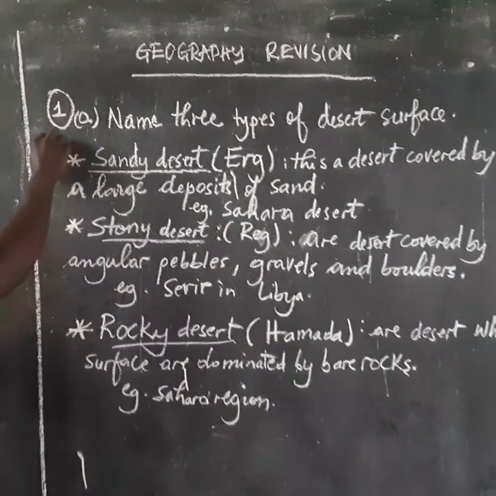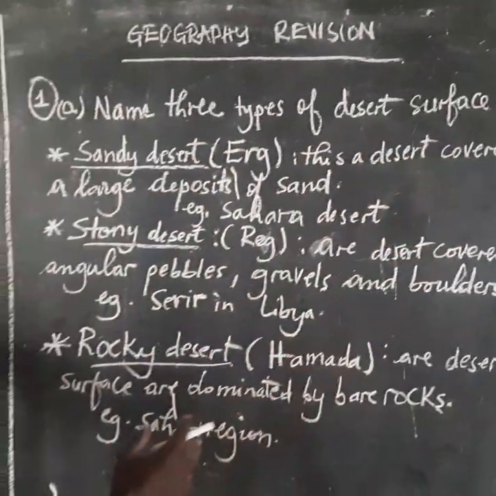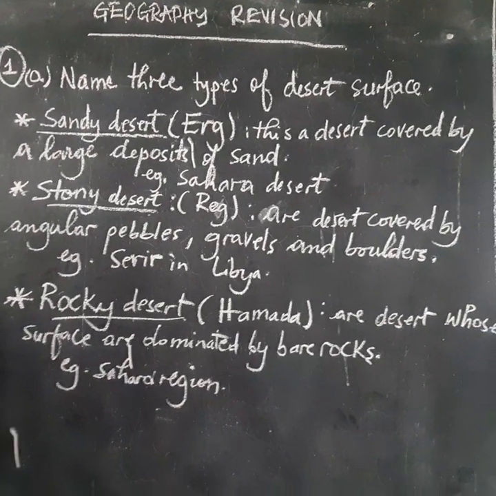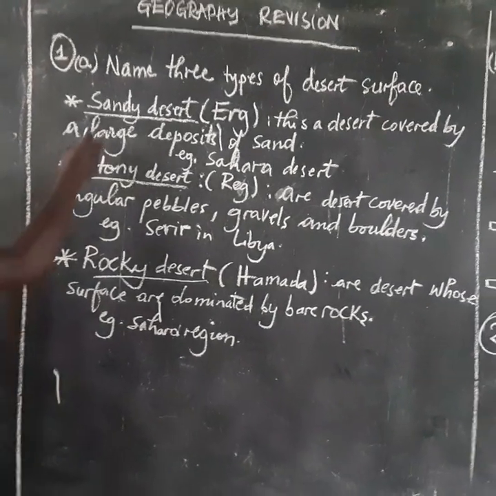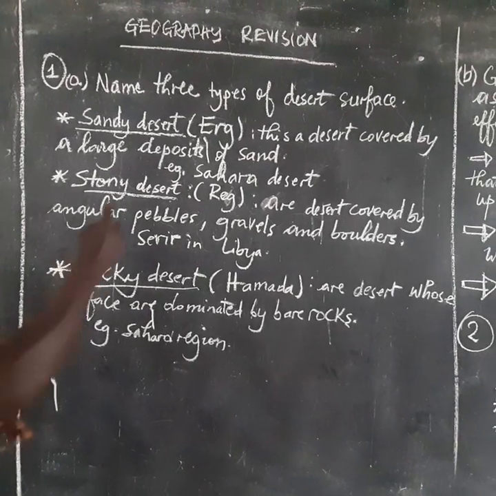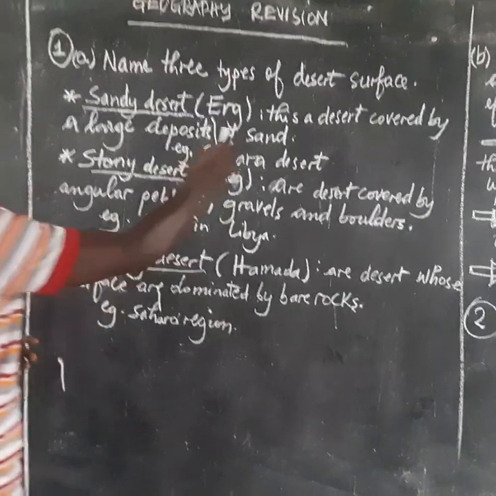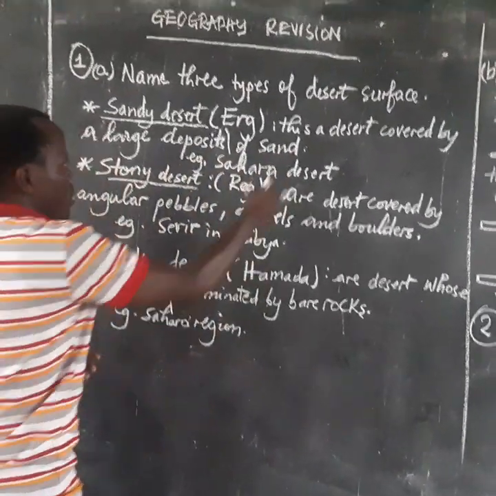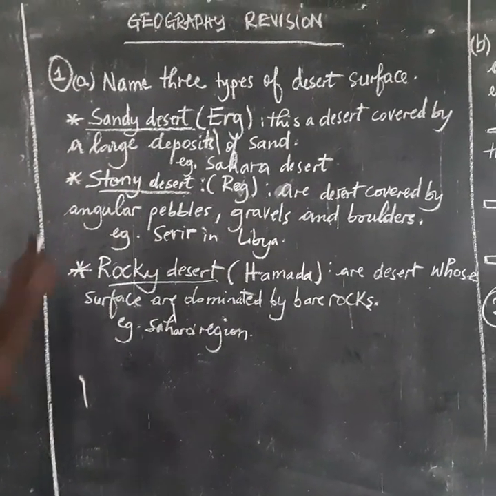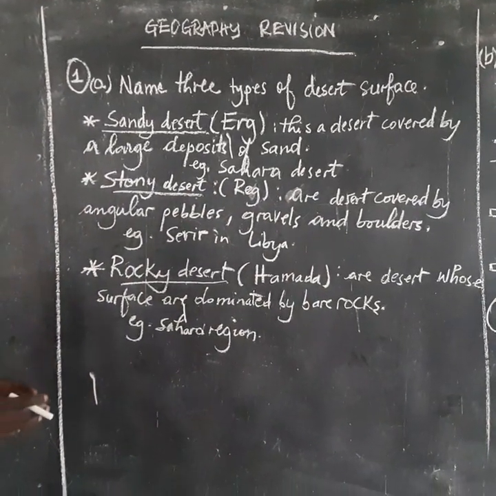The question number 1 is asking, name 3 types of desert surface. So meaning that referring to the surface of the desert, we have different types. We have 3 main types. The type number 1 is sandy desert. This sandy desert is otherwise called arid. When you talk about sandy desert, this is a desert covered by a large deposit of sand. So we have an example. We have Sahara Desert. Sahara Desert is one of the examples of sand desert.